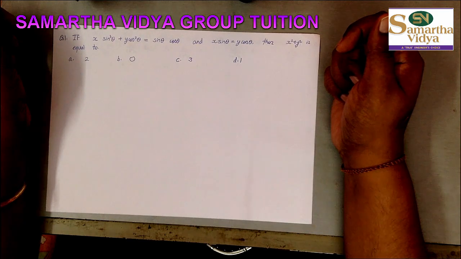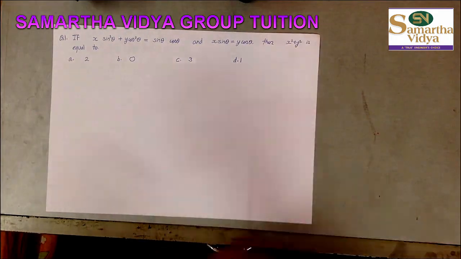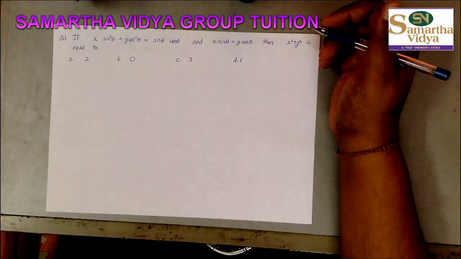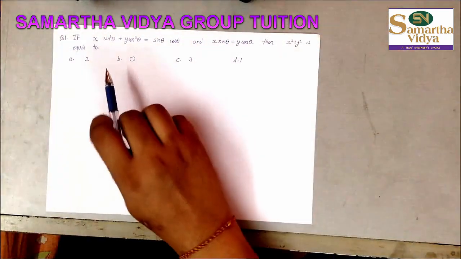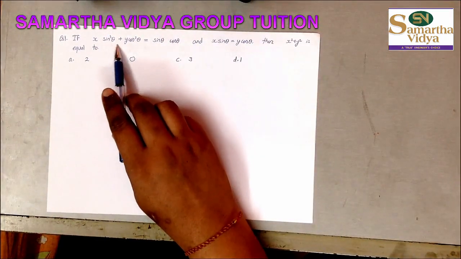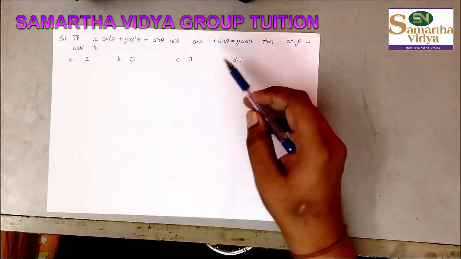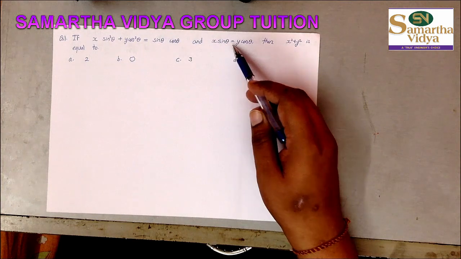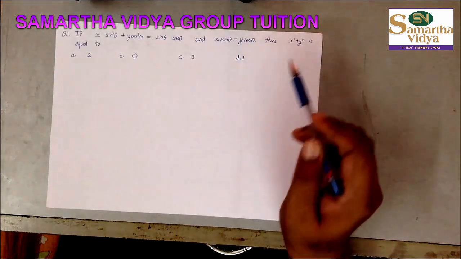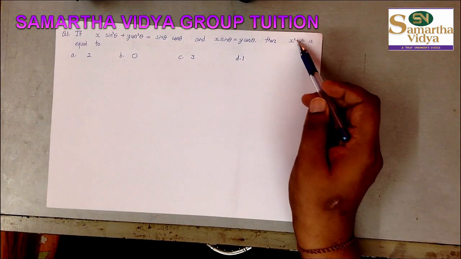So going for the first question. Let's have a look at the first question. The question is, if x sin cube theta plus y cos cube theta is equal to sin theta cos theta, and x sin theta is equal to y cos theta, then what is going to be x square plus y square?